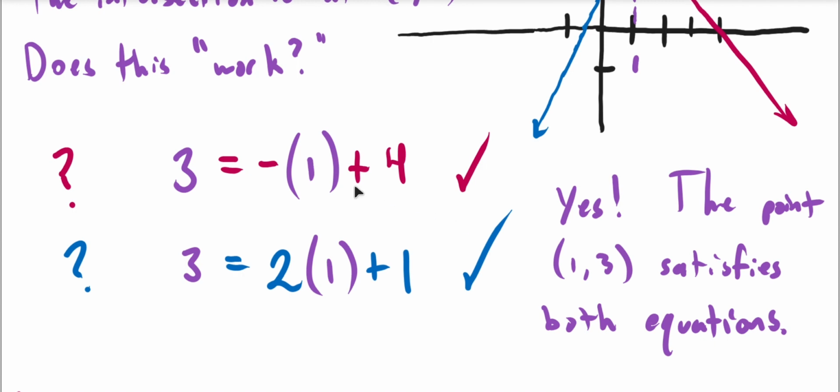If I plug in the x value of 1, I get minus 1 plus 4, that's 3. So it satisfies the red equation. And does it satisfy the blue equation? Well, if I plug in 1 times 2 plus 1, that is also 3. So it satisfies both of them. It satisfies both the equations, and that means that it's a solution to the system of equations.